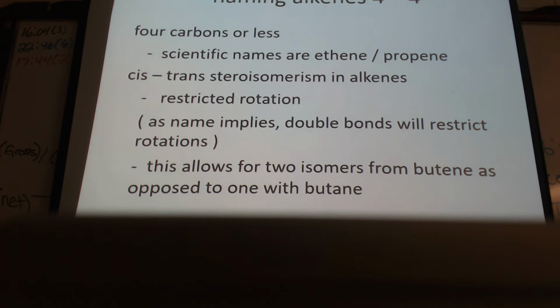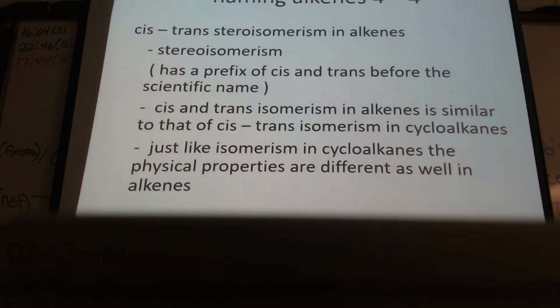Now, what I mean by that is, this allows for two isomers for butene as opposed to butane. It leads to how you can have one more of those isomers. Okay, so new material. How these molecules are bonded, as you can see, is certainly going to have a difference on their physical and chemical properties.